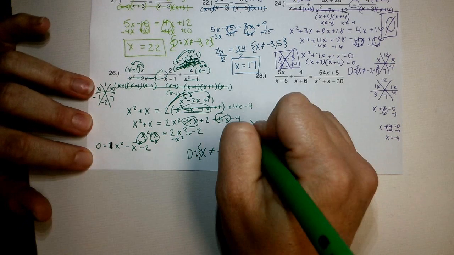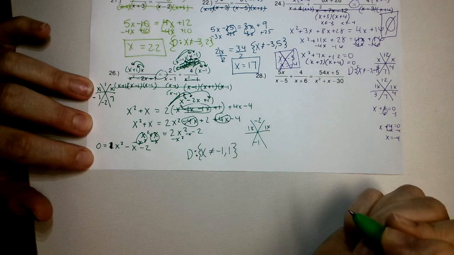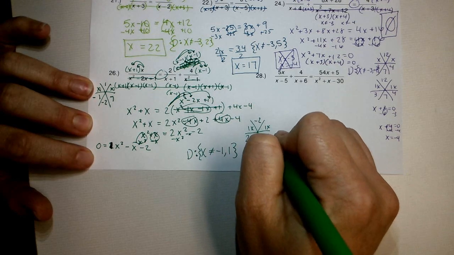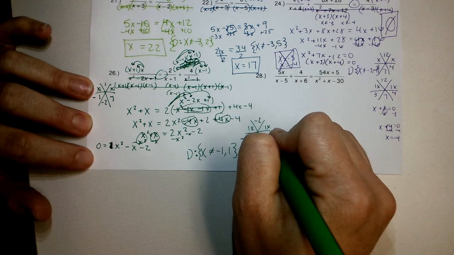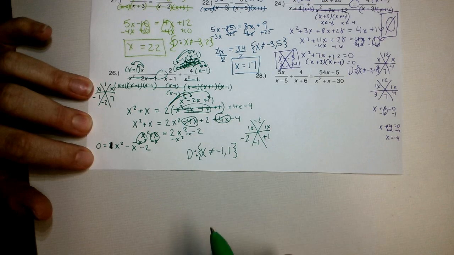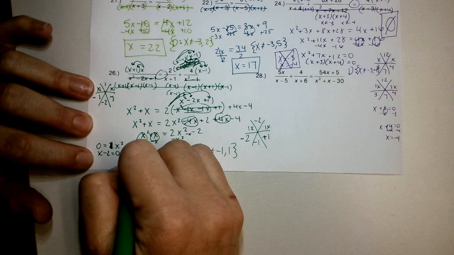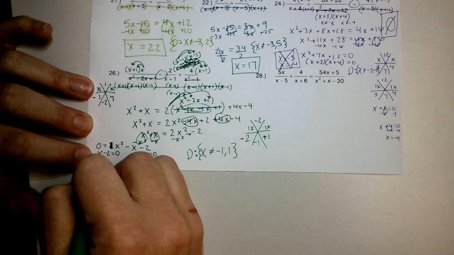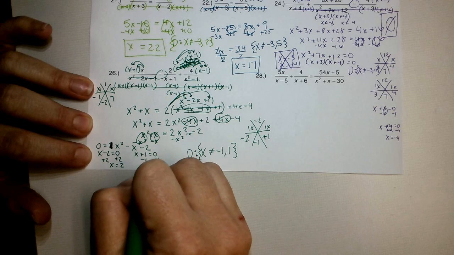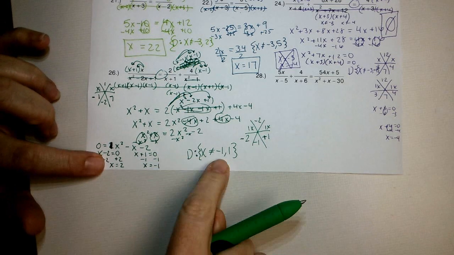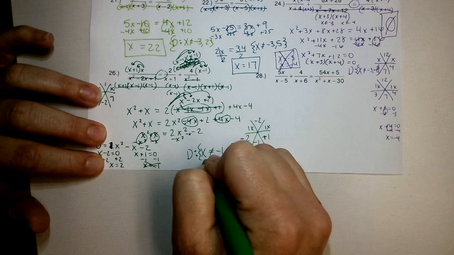A is 1. A times c is negative 2. B is negative 1. So a positive 2 and a negative 1 multiply to give me negative 2, but add... a negative 2 and a positive 1 add to give me negative 1. So this becomes x minus 2 equals 0, and x plus 1 equals 0. Add 2, x equals 2. Minus 1, x equals negative 1. Well, my domain says that x cannot be negative 1, so my only answer is x equals 2.